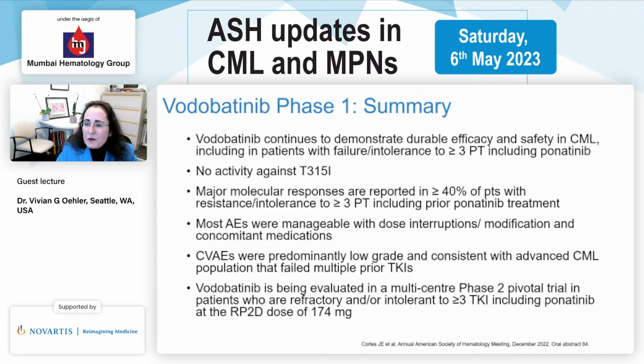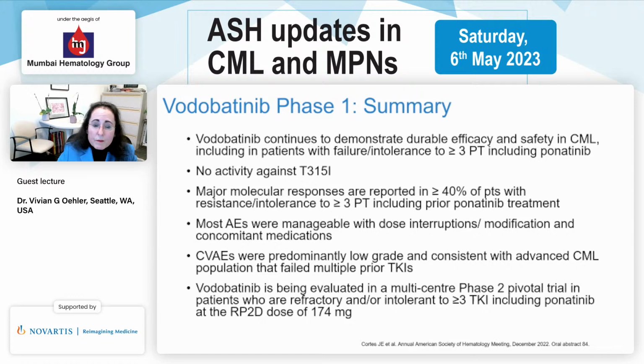So in conclusion, for the vodobatinib phase 1 study, vodobatinib continues to demonstrate durable efficacy and safety in CML, including patients with failure or intolerance to 3 or more prior therapies, including ponatinib. It does not have activity against the T315I. Major molecular responses were reported in 40% or more of patients with resistance or intolerance to 3 prior TKIs, as well as patients who received ponatinib.